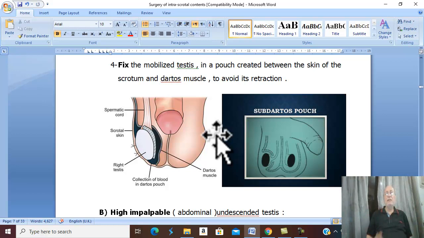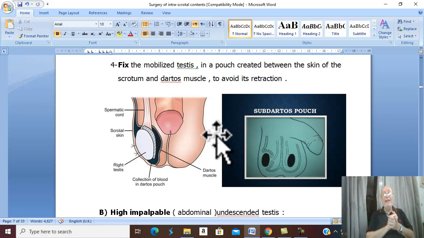What is the method? The method of treatment is according to the level of the undescended testis. In low, palpable undescended testis, low means in the inguinal region, external ring, or in the neck of the scrotum, the treatment is an operation called inguinal orchidopexy or orchiopexy. And we mentioned in the previous video that orchio means testis, pexy means fixation.